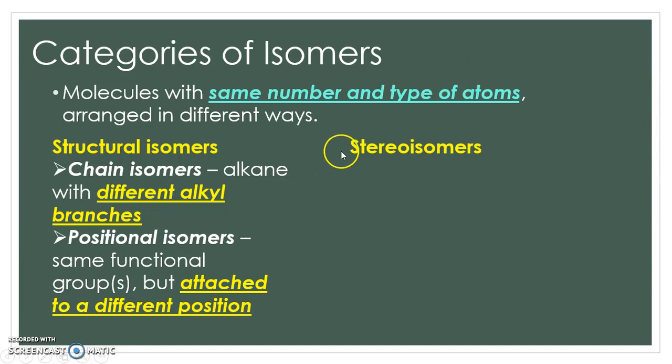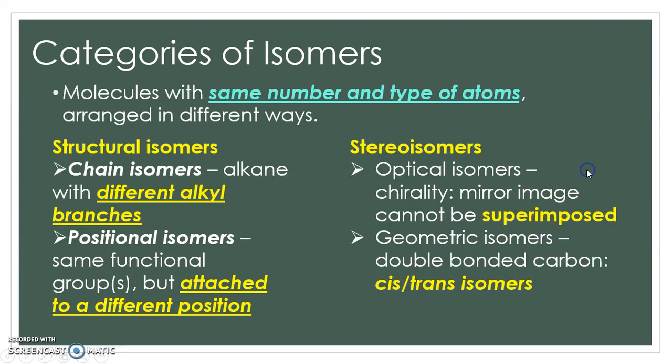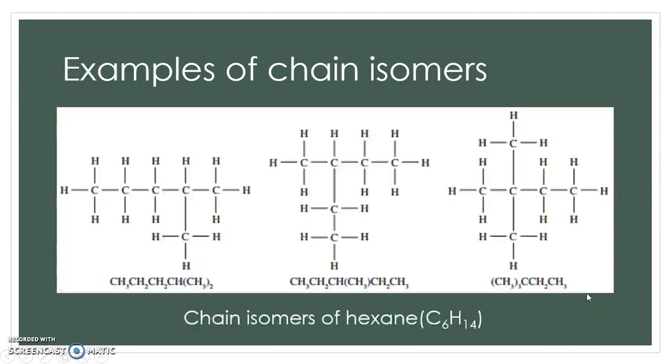Then another category of isomers are a little bit different. They are called stereoisomers, and they are categorized into optical isomers, which mostly is two molecules who are the mirror images of each other, but they cannot be superimposed. And geometrical isomers, which is because of the restriction of a double bond of the rotation.